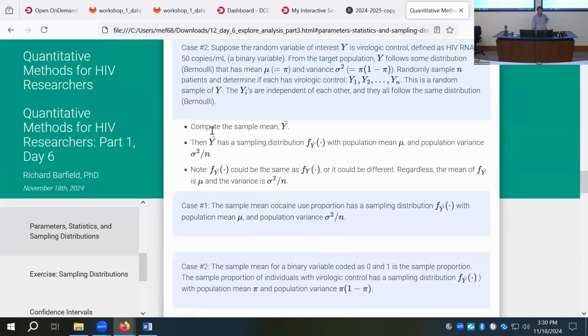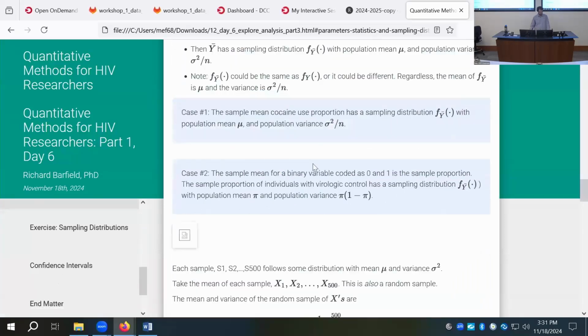So we can compute the sample mean y bar. The y bar often will have a separate sampling distribution with, say, population mean mu and a population variance of sigma squared divided by n. So sometimes f of y bar could be equal to f of y, but typically the variance is going to be written as sigma squared divided by n. It is the variance of this. So for case 1, the sample mean cocaine use proportion has some distribution f of y bar with population mean mu and population variance sigma squared divided by n.